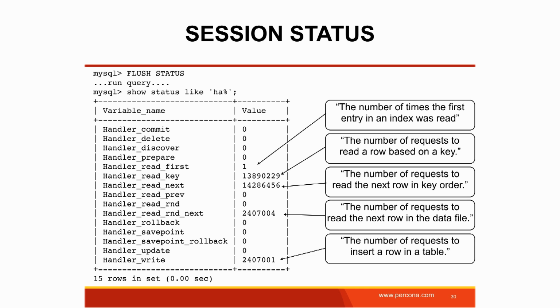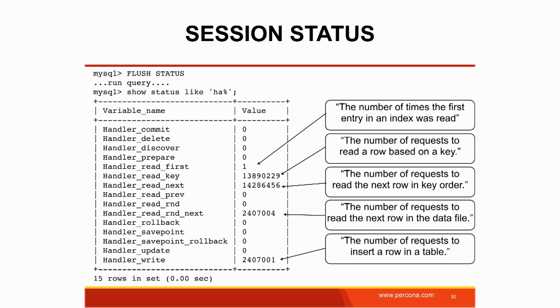The handler interface is the API between the MySQL core and its storage engine. The MySQL core tells the storage engine: give me the next row of that table, give me the next row, write some row, read some index. The statistics in that interface show you a lot of information. Here, and then I'll show you some important ones, we've got handler read first, handler read key, and handler read next.